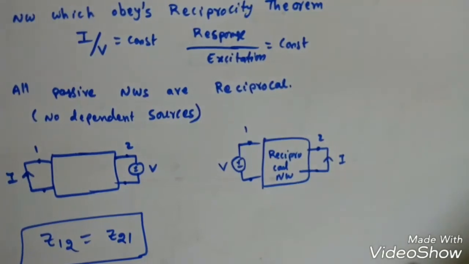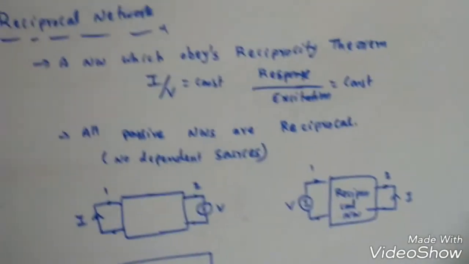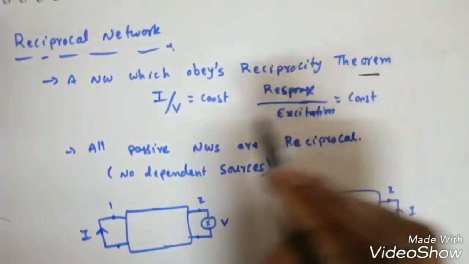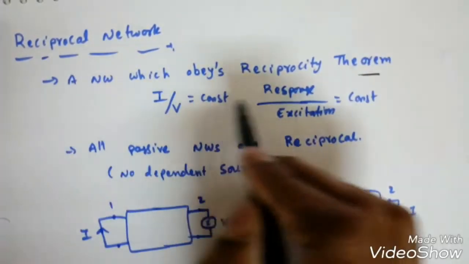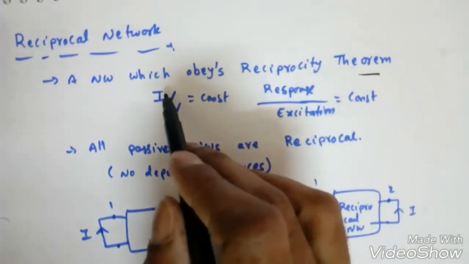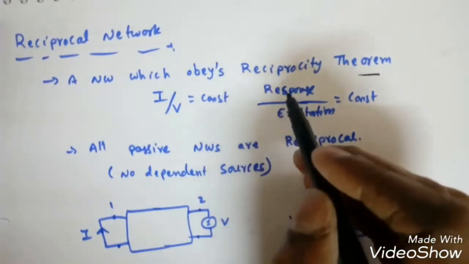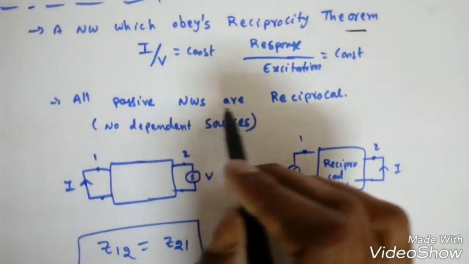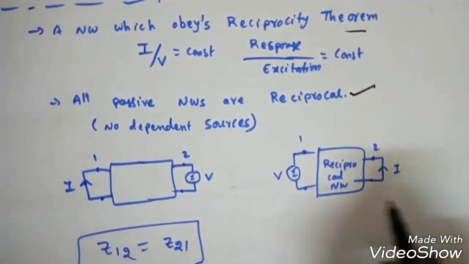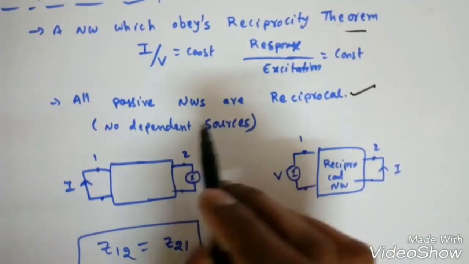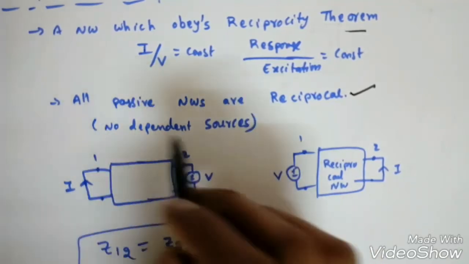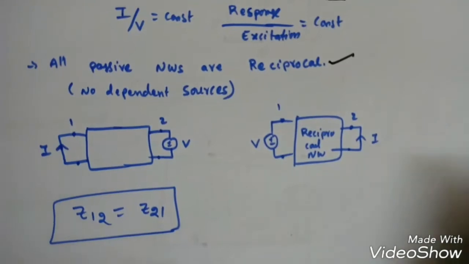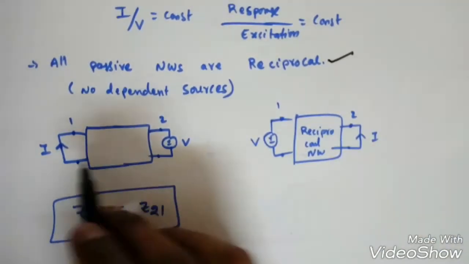Next one is the reciprocal network. Always we need to find the conditions for these two. It's very simple. A network which obeys the reciprocity theorem is called a reciprocal network. So what is the reciprocity theorem? The I by V should be constant, or we can say response by excitation should be constant. Now the condition is that all passive networks are reciprocal networks. That means it should not have any dependent sources. If it has any dependent source, it may not be a reciprocal network, right?